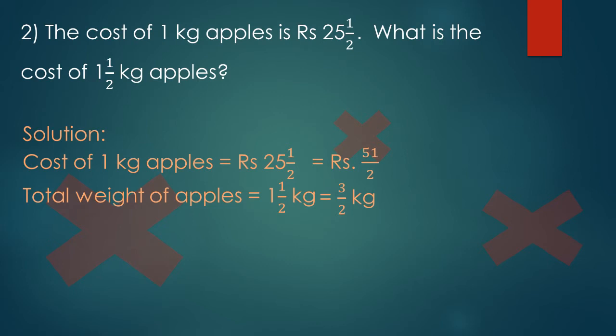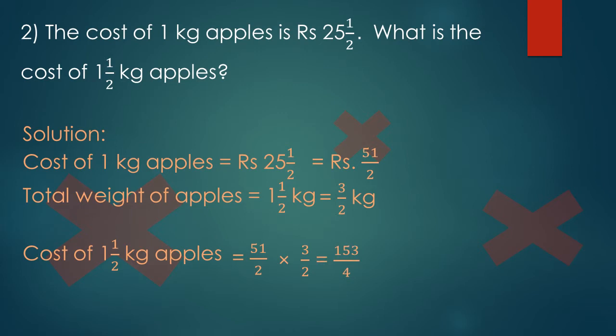And the third statement is: cost of 1 1 upon 2 kilogram apples is equal to 51 upon 2 multiplied by 3 upon 2. Again we see the numerator and denominator are not divisible by the same number. So do the multiplication. 51 3s are 153 and 2 2s are 4. So the fraction is 153 upon 4. But it is an improper fraction. So first we convert it into a mixed number, and everyone knows how we will convert it into a mixed number.